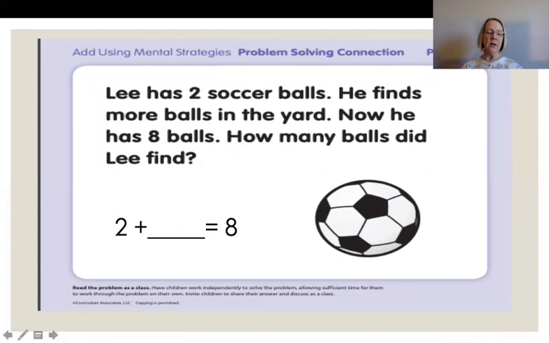So our sum here is 8. This is our sum, and we have to find 2 add-ins to write an equation to equal 8. So 2 plus something equals 8. 6, that's correct. 2 plus 6 equals 8. Good job.